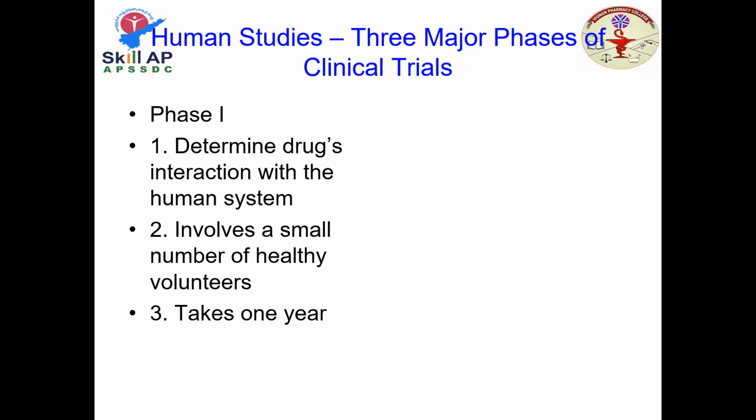It involves a small number of healthy volunteers. As it is under normal conditions, we don't need to evaluate in n number of people. It takes around 1 year. The number of people is 10 to 20 in phase 1 clinical trials.